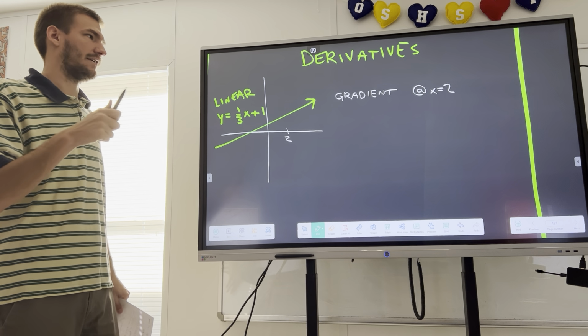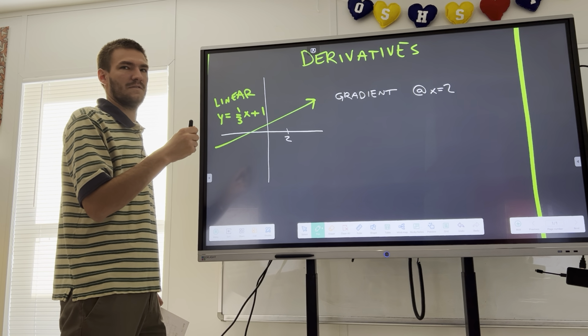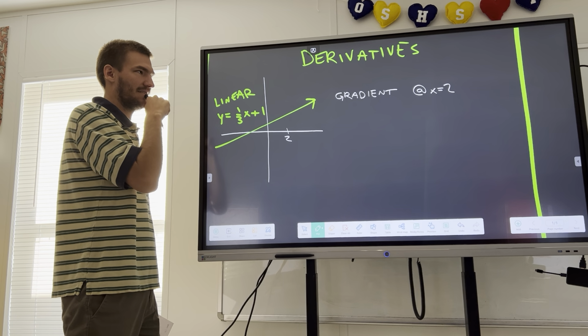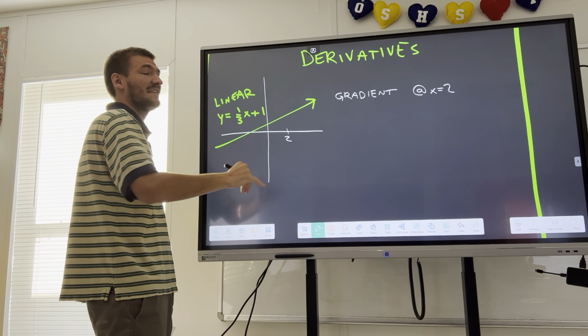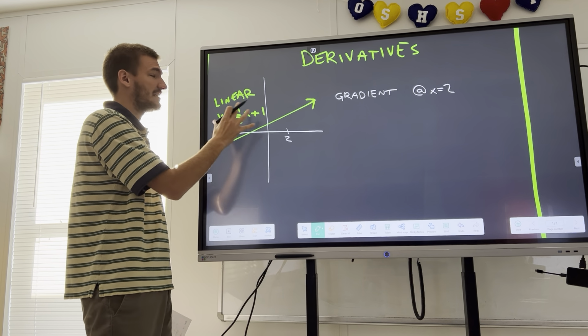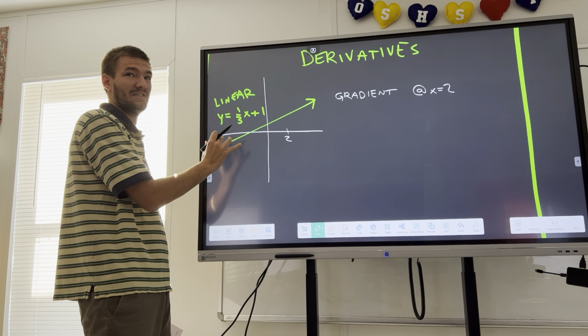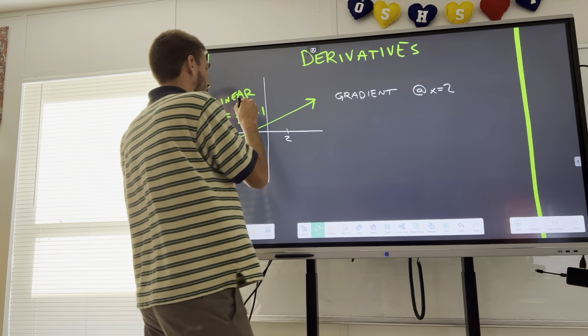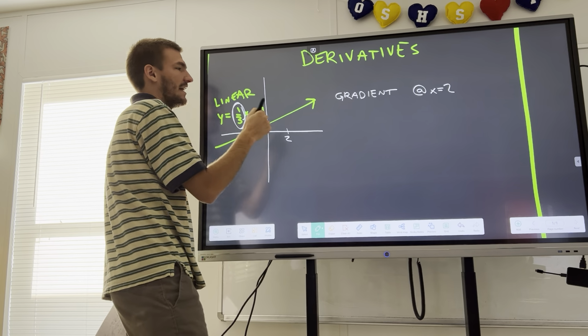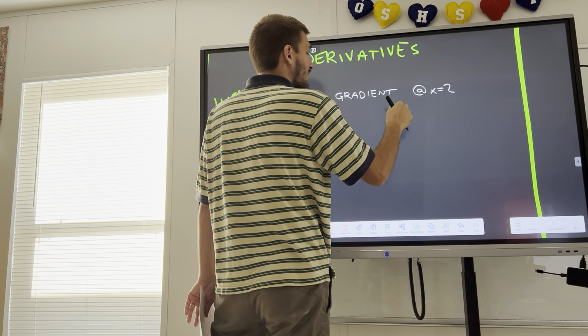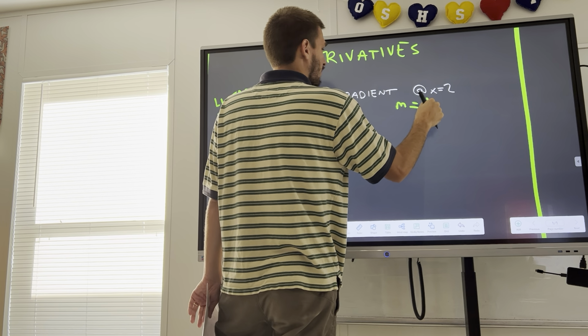What we got? We got an answer? Definitely don't need a calculator. We just are looking for the gradient, which is the slope. Here's our equation. 1/3, right? Because our slope comes from in front of the x. And so at x equals 2, the m equals 1/3.